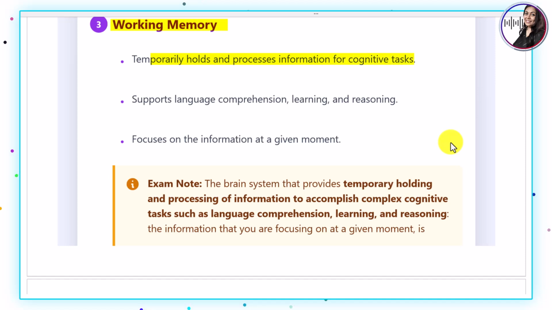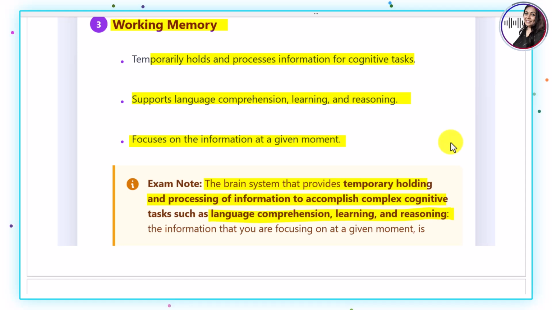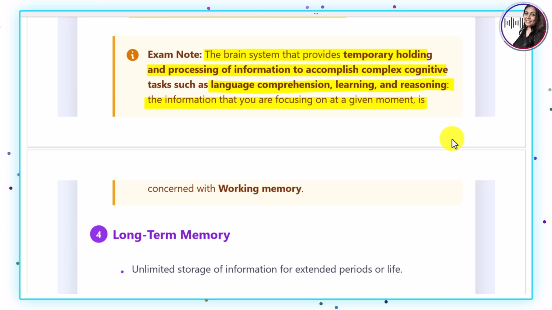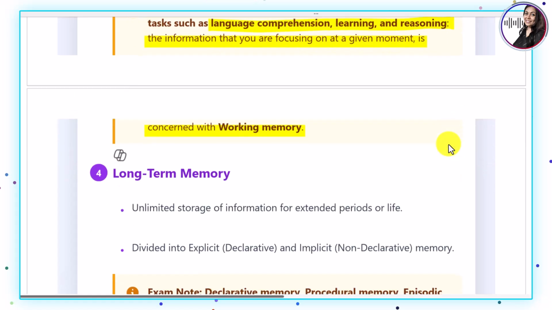Closely related to short-term memory is working memory, which plays a more active role in cognition. Working memory temporarily holds and processes information required for complex cognitive tasks. It supports activities such as language comprehension, learning, problem solving, and reasoning. Working memory focuses on the information you are dealing with at a particular moment. In fact, the brain system that provides temporary storage and processing of information to accomplish complex tasks like understanding language or reasoning is referred to as working memory, and this definition has been directly tested in exams. Unlike short-term memory, working memory is dynamic and actively manipulates information rather than just storing it.